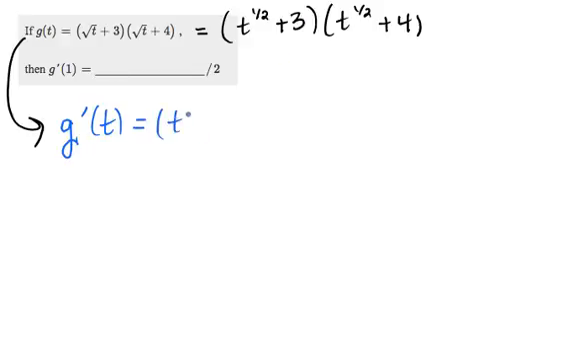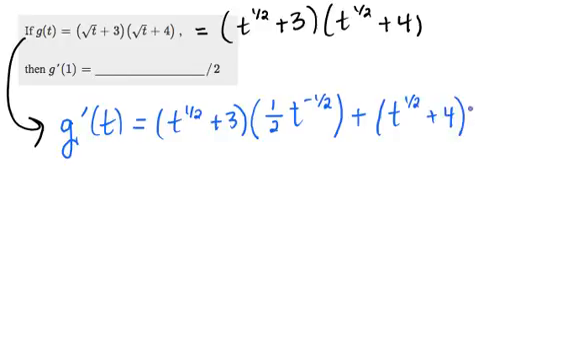Writing that out, we have the first factor, t to the 1/2 plus 3, times the derivative of the second factor. When we differentiate t to the 1/2, we use the power rule, so we bring the 1/2 down out front to get 1/2 times t to the negative 1/2, and the derivative of 4 is 0, plus the second factor, t to the 1/2 plus 4, times the derivative of the first factor. The derivative of t to the 1/2 is the same as here, 1/2 t to the negative 1/2, and the derivative of the constant 3 is 0.